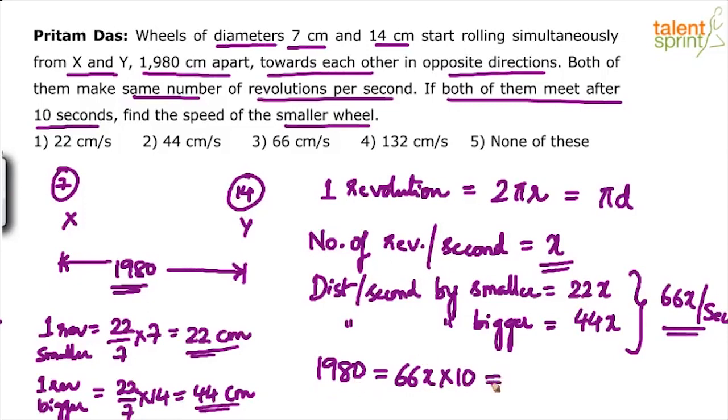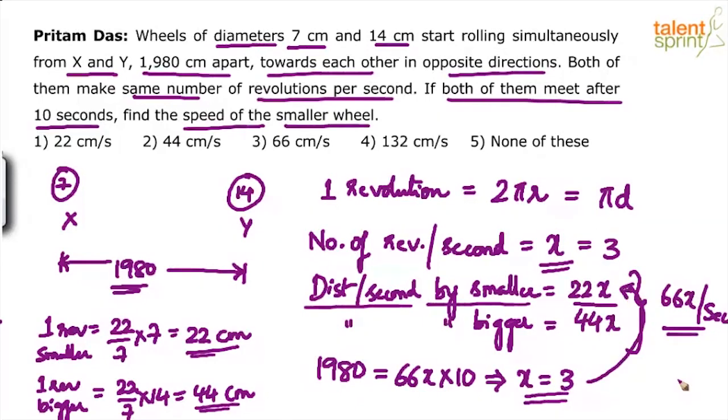Now simplify this, what happens? We will get x equals 3, since 1980 by 660 is 3. You're done. x is 3 means the number of revolutions per second is equal to 3. Now what is he asking us to find out? The speed of the smaller wheel. Distance covered per second by the smaller wheel is 22x, where x is equal to 3. Substitute x equals 3 here: 22 into 3, 66. The answer would be 66 centimeters per second, which is option 3.